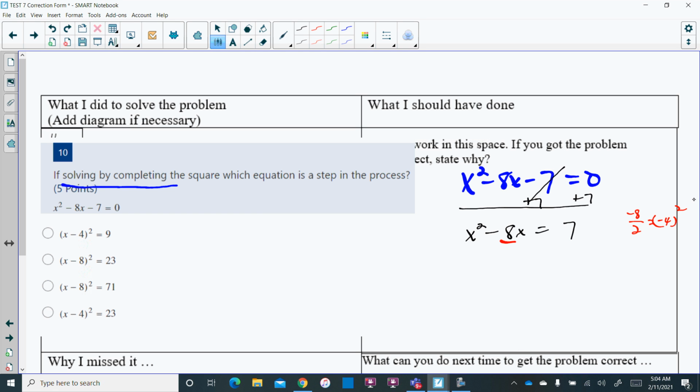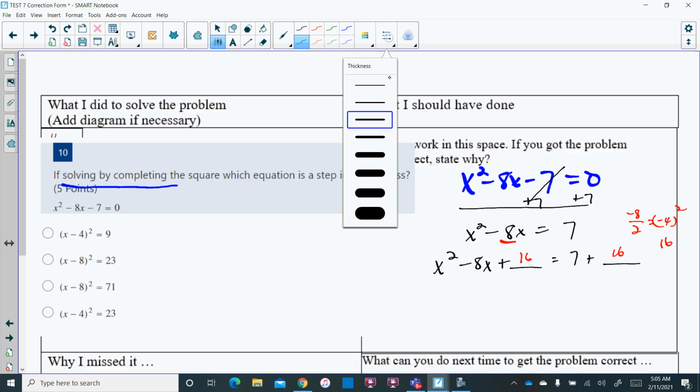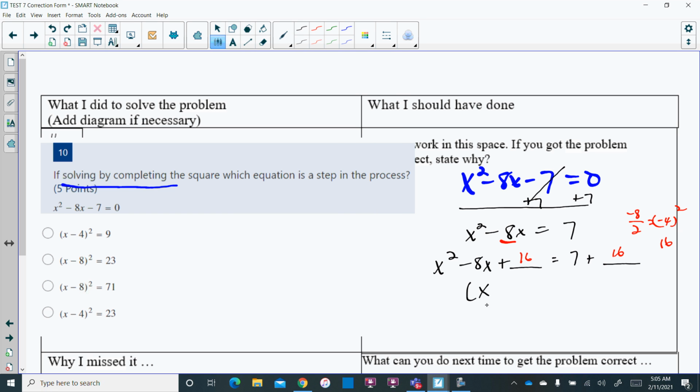So on our next step here, we could write x squared minus 8x plus blank equals 7 plus blank. And what we're putting in that blank is this 16 that we got, 16 and 16. So now we have to simplify this perfect square trinomial. So we have x minus 4 parentheses squared equals 23.